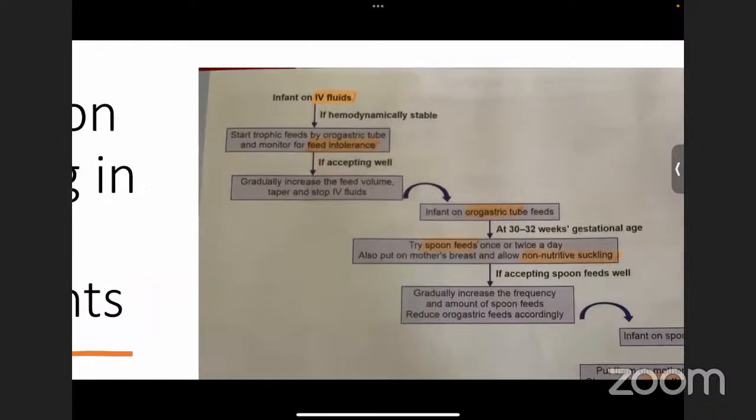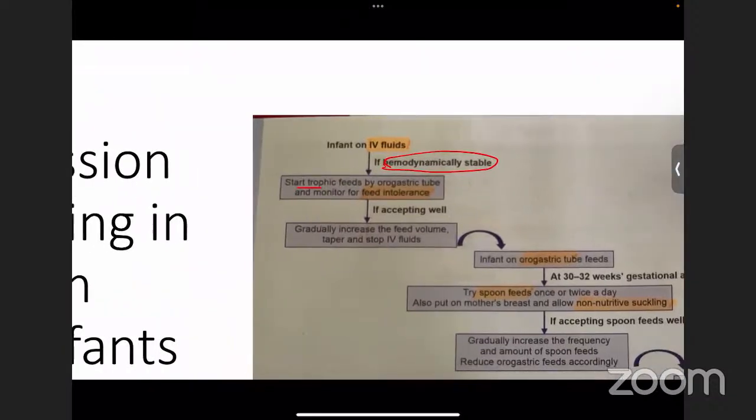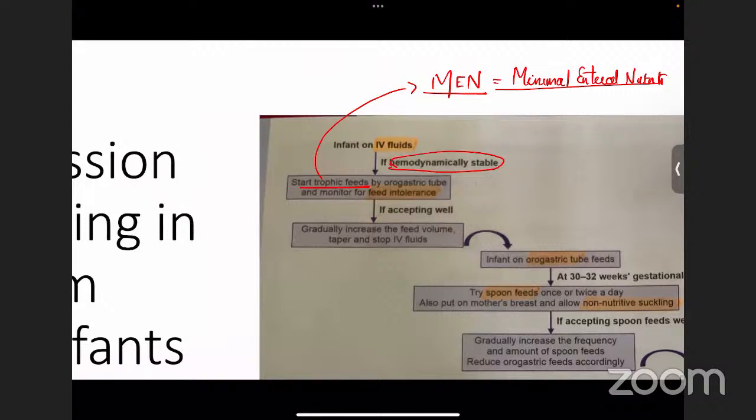So how to do that? If initially the child is on IV fluid and you see the baby's hemodynamics has become stable, start trophic feed. What is trophic feed? Trophic feed is otherwise known as MEN, minimal enteral nutrition, where you give a minimum amount of mother's breast milk. We give around 12 to 24 ml per kg per day.